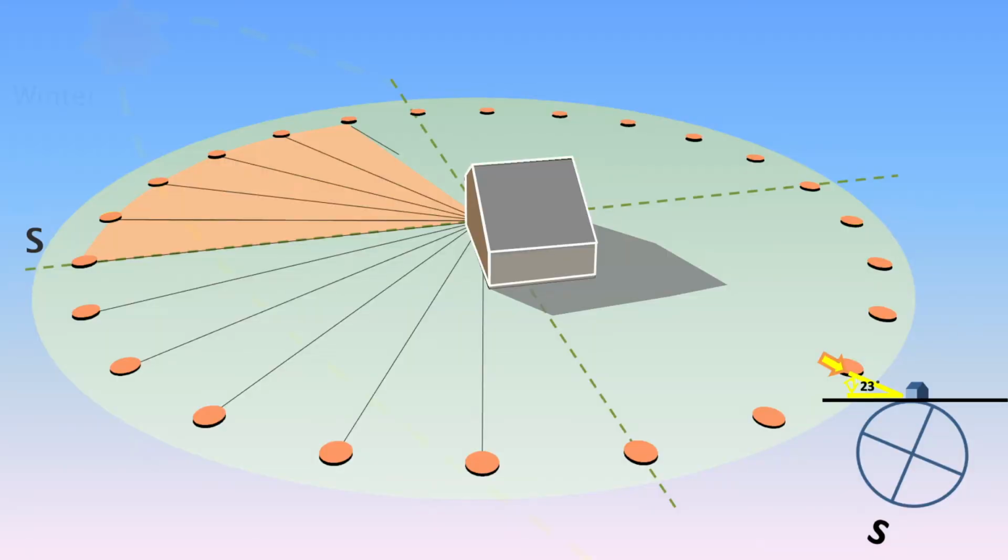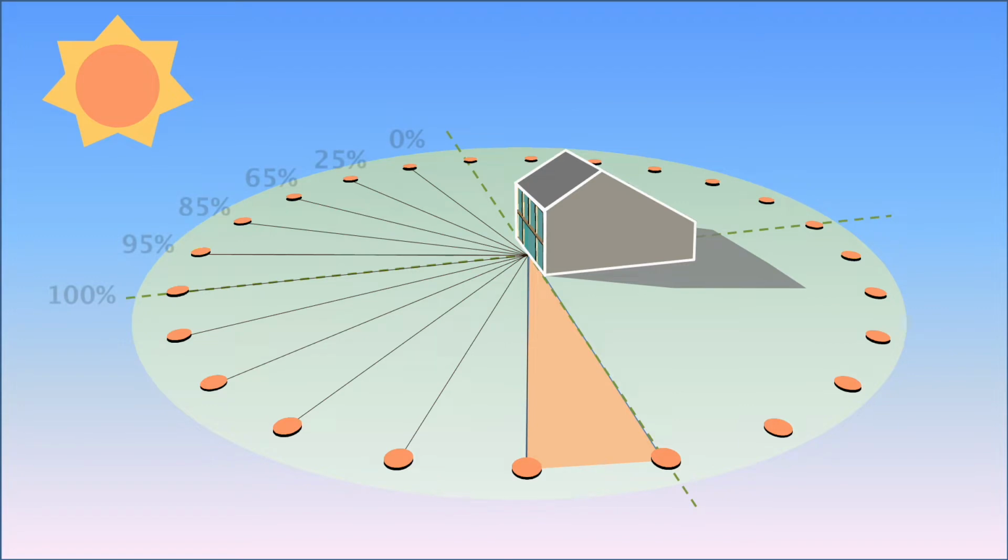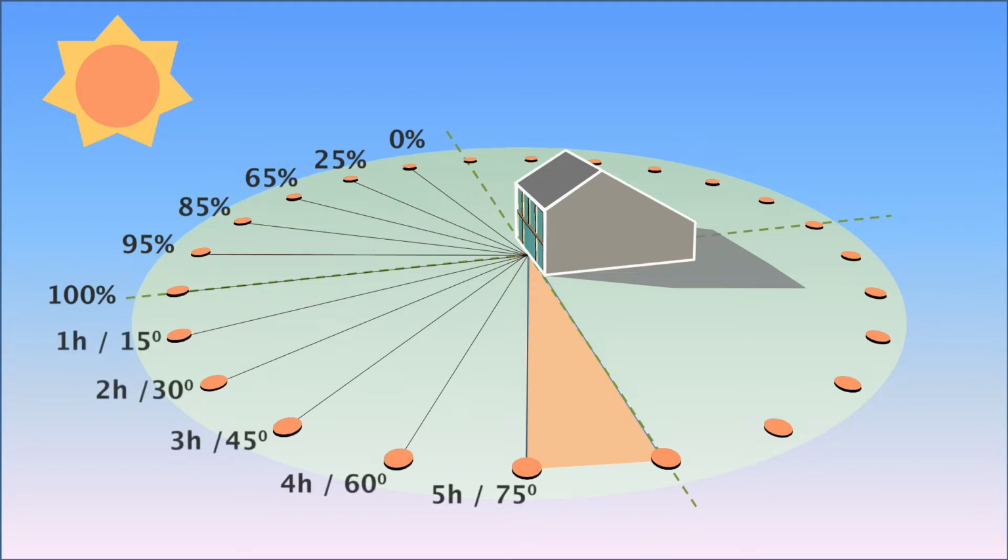Facing away from south will affect your winter and summer gain, and also the time of day that you will get that gain. Since the Earth rotates 15 degrees in 1 hour, we will use this as our increment as we look at what happens as we face away from south.